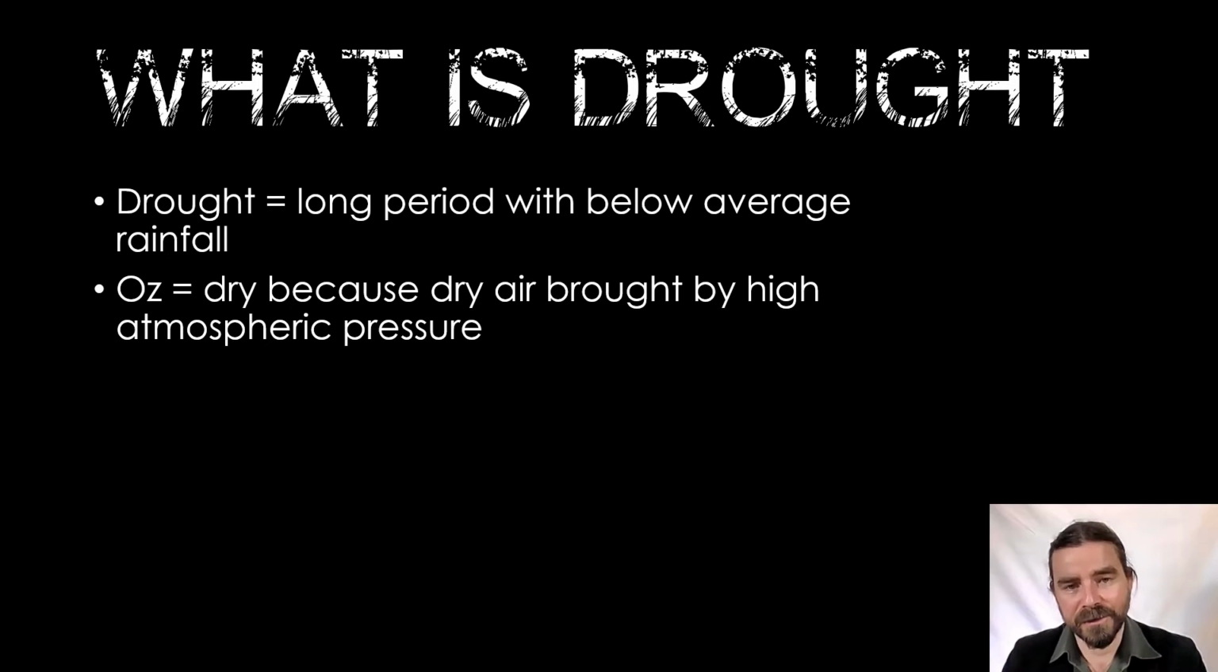In Australia, there's a lot of drought, and it's the driest inhabited continent because we get a lot of dry air brought by high atmospheric pressure. Air with high atmospheric pressure is dry. Low atmospheric pressure is cold.